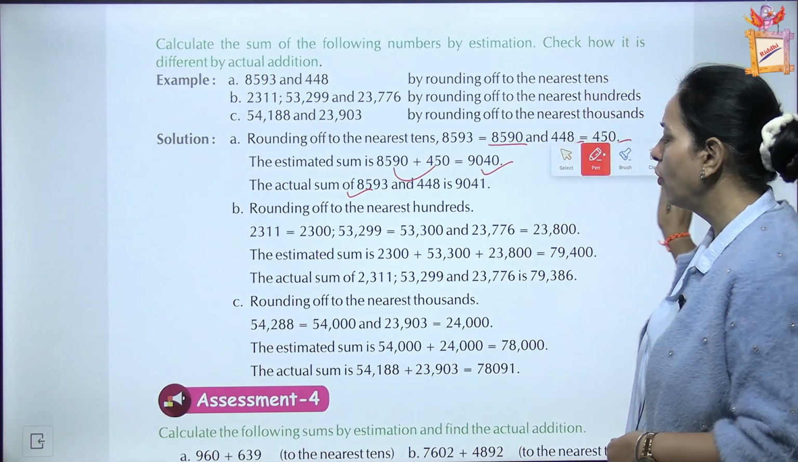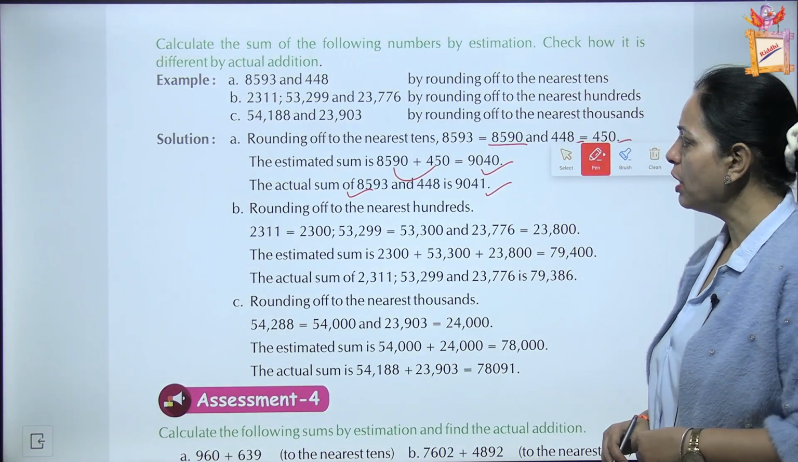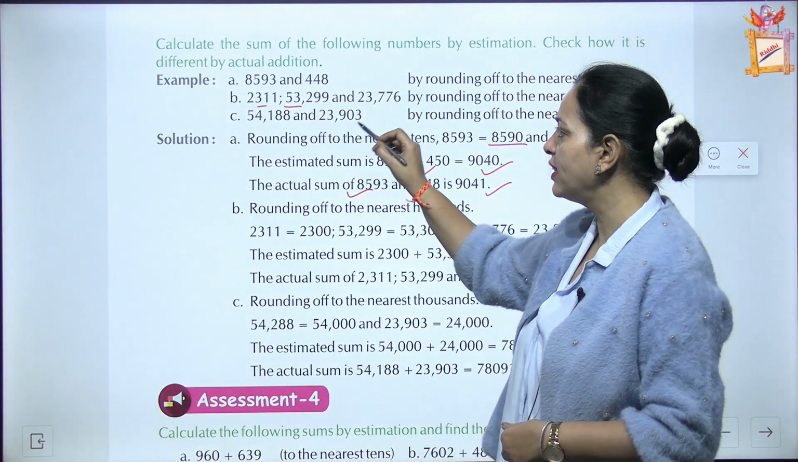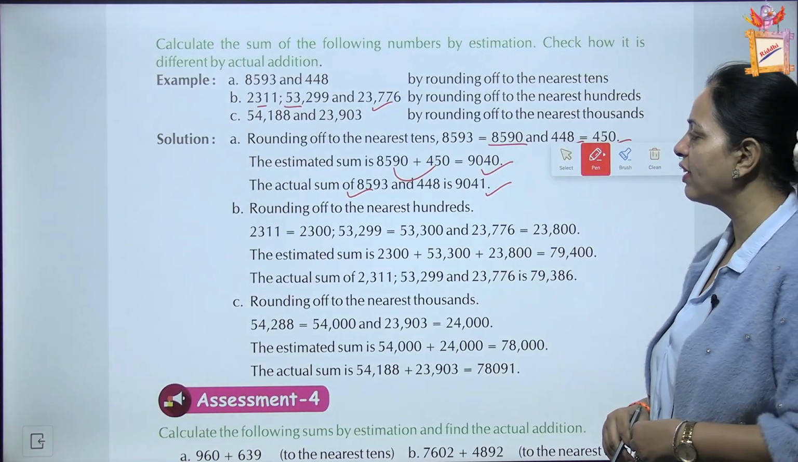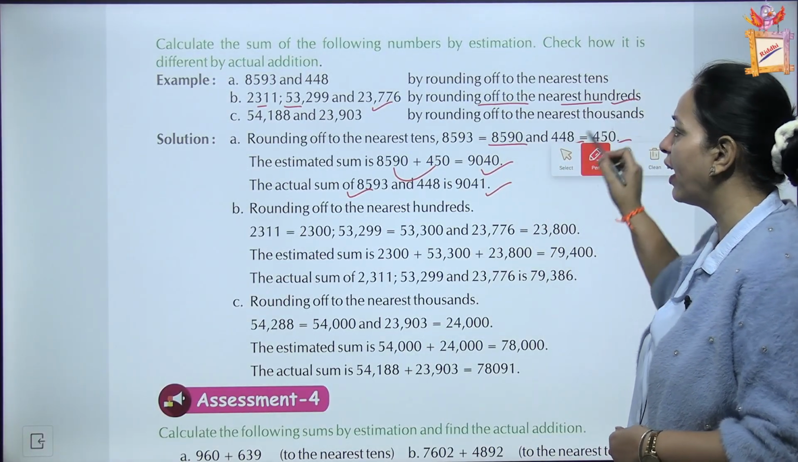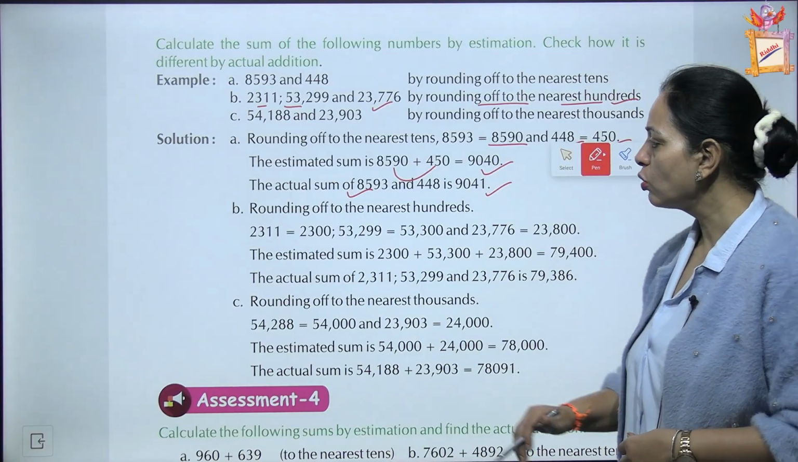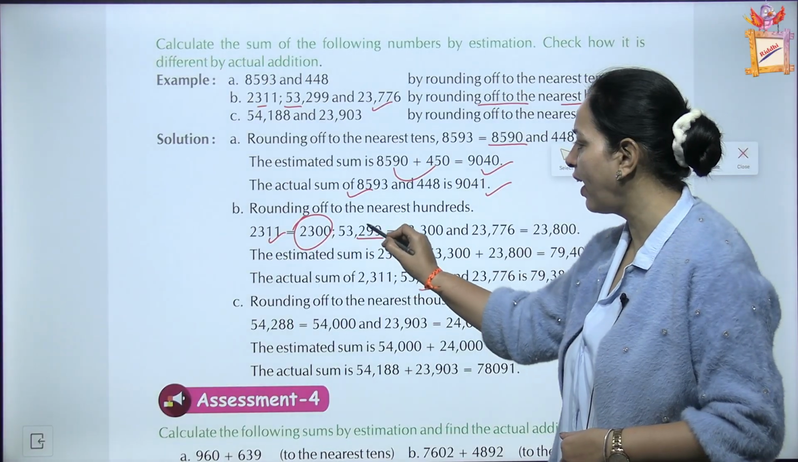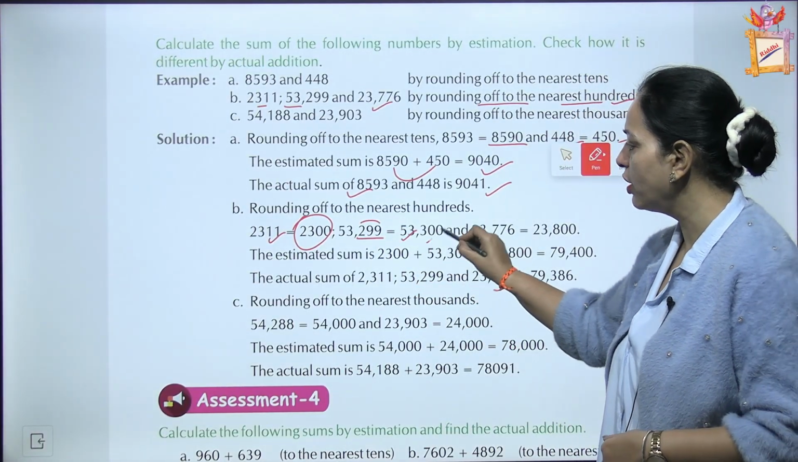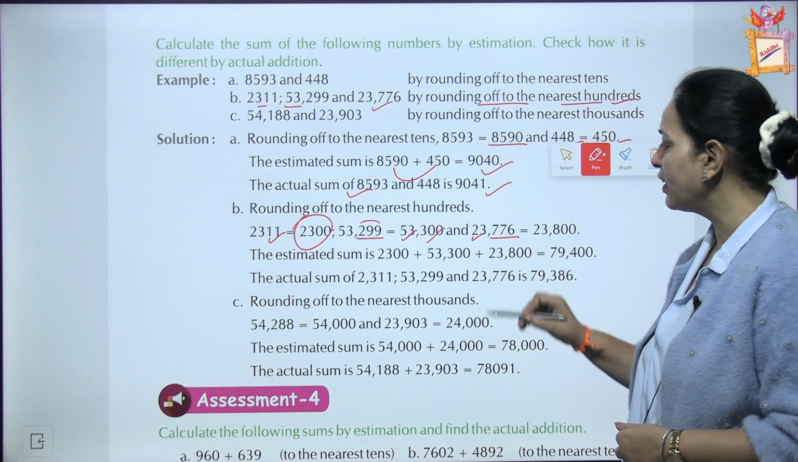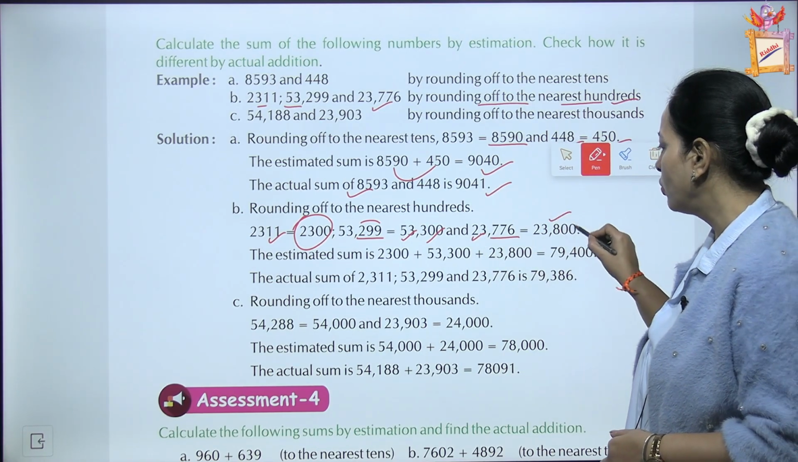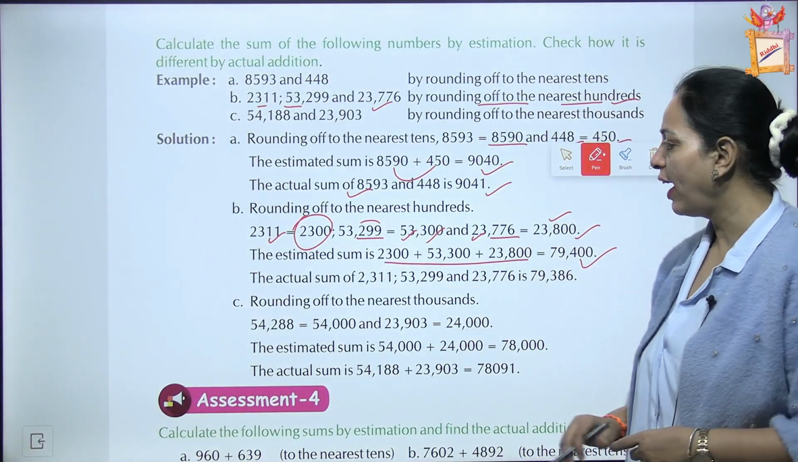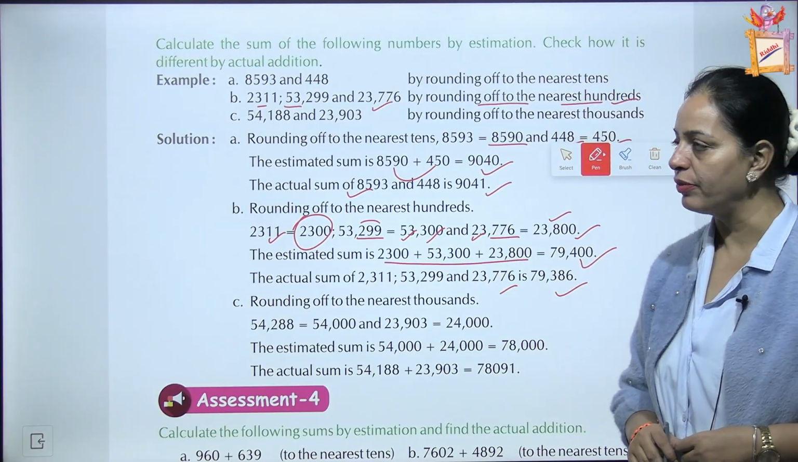This is 9041. Okay. Now B part here, 2311, 53,299 and 23,776 by rounding off the nearest 100. अब 100 में करना है round off, so 2311 बनेगा 2300, 53,299 ये बन जाएगा 53,300 और 23,776 this is nearer to 800, तो this is the number. अब estimated sum तीनों को add कर देंगे, this is the value and the actual sum, this is the actual sum.